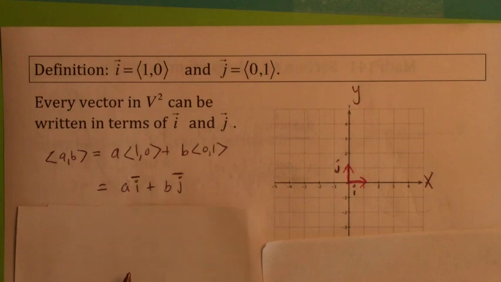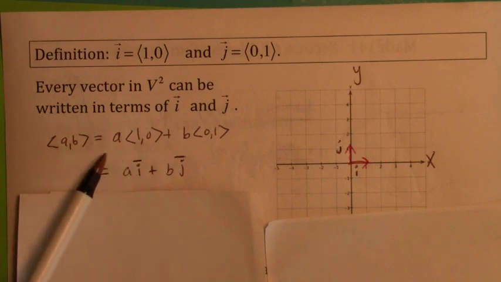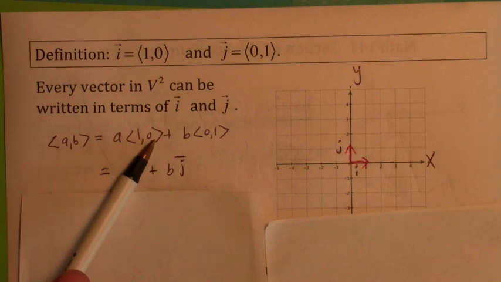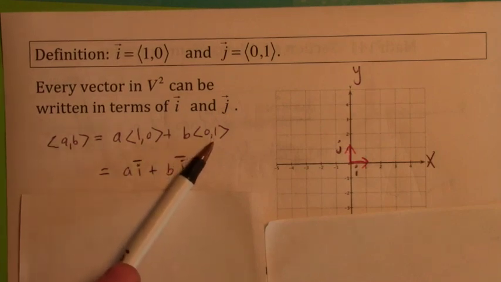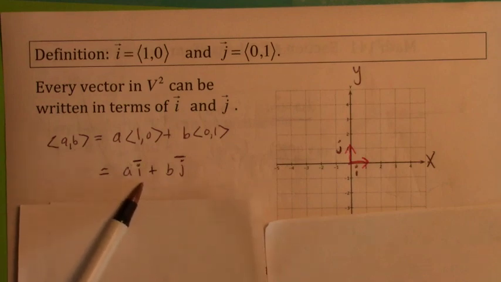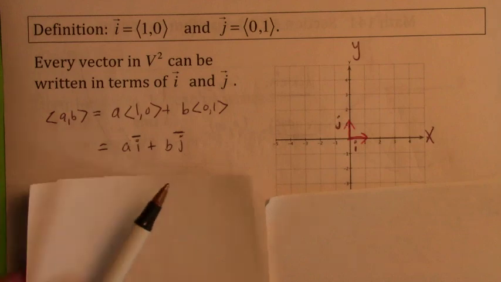The significance is that any vector can be written in terms of them. We say any vector can be written as a linear combination of these two vectors. You see, a, b could be written as a times the vector 1, 0 plus b times the vector 0, 1. But isn't that just i, and isn't that just j? In fact, we do use this notation quite often, the i and j notation. Sometimes it's easier, sometimes it's not.